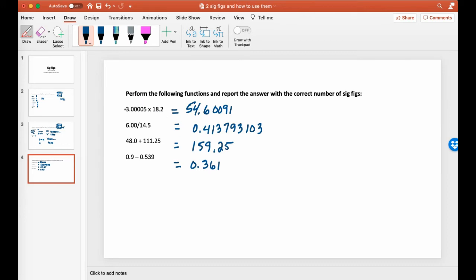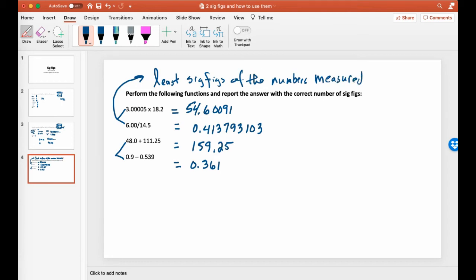Okay, so now that we've got our math done, let's go ahead and figure this out. The rules for multiplication and division are the same, and the rules for addition and subtraction are the same. When you multiply and divide, the final answer should have the least sig figs of the numbers measured.